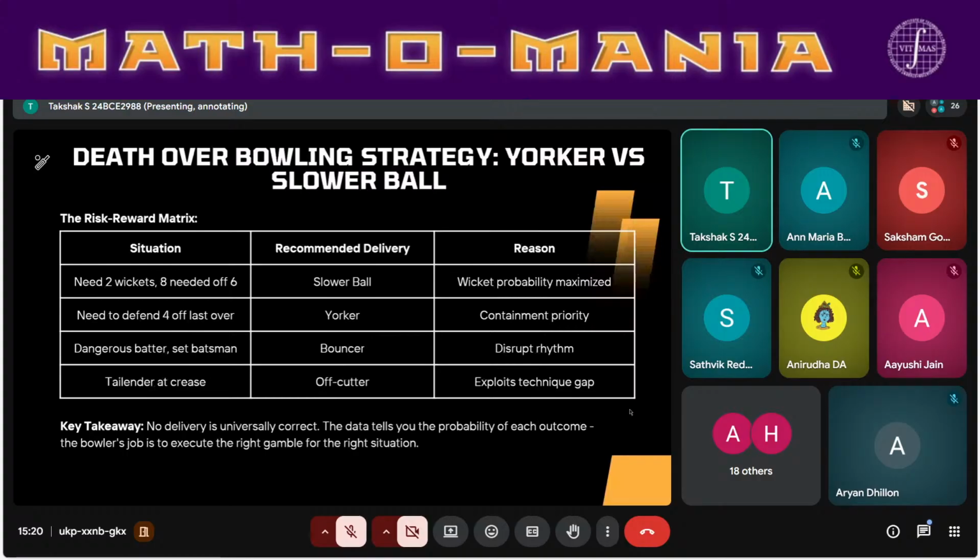Death over situation. The data tells you the probability of each possible outcome for each delivery type. The bowler's job and the captain's job is to identify which delivery type maximizes the probability of the outcome their team needs in this specific situation, at that specific moment, against this specific batter. Data provides only the probability distribution. The player still has to execute the chosen option, and the analytical framework makes the decision rational and evidence based rather than instinctive. And this is the entire value proposition of death over analytics in a single sentence.